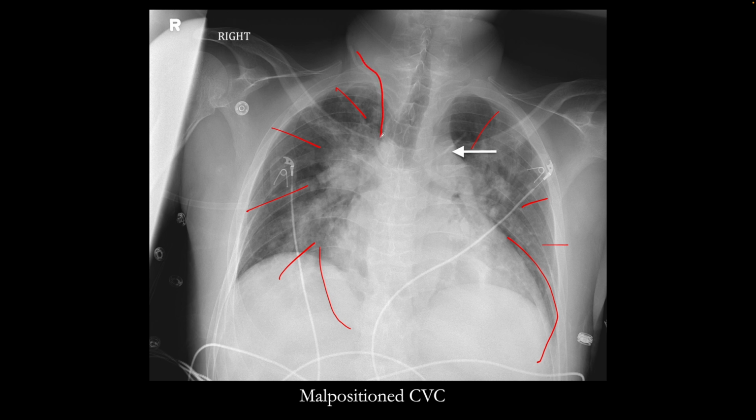It comes down, but instead of going in this pattern towards the cavoatrial junction, the catheter turns towards the left and it goes through the brachiocephalic vein into the left-sided vein. And so this is a malpositioned catheter, and this should be removed and a new catheter should be placed with its tip at the cavoatrial junction.